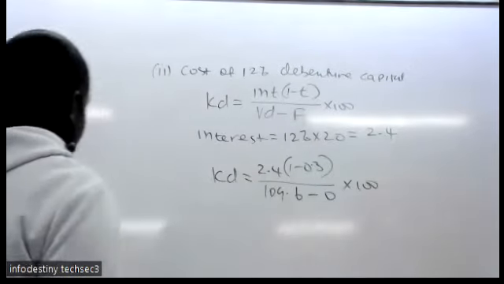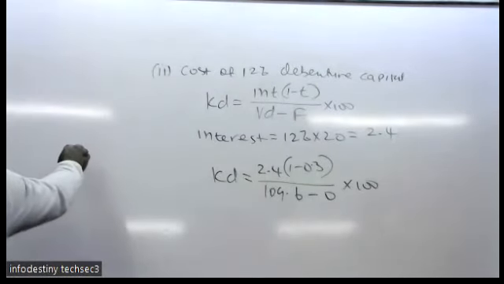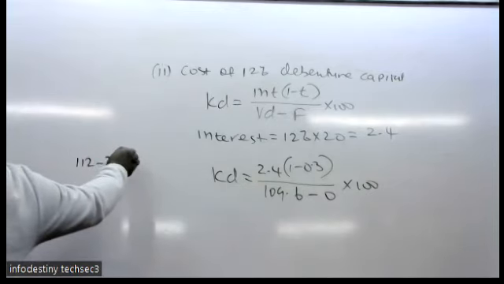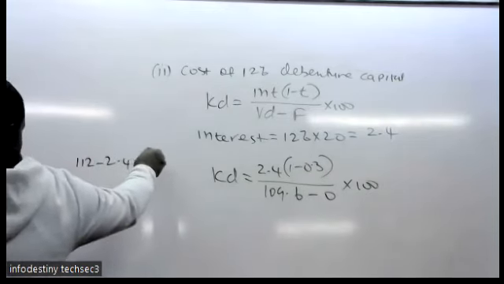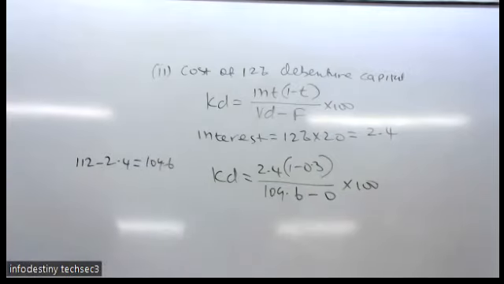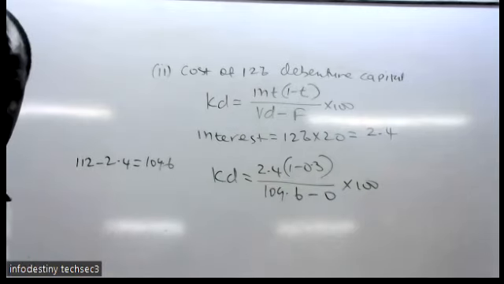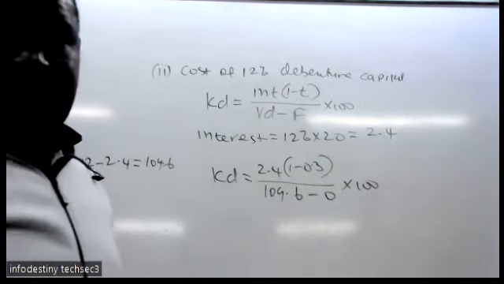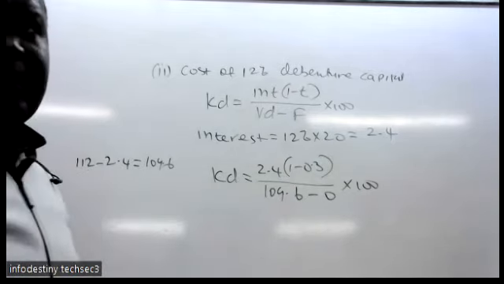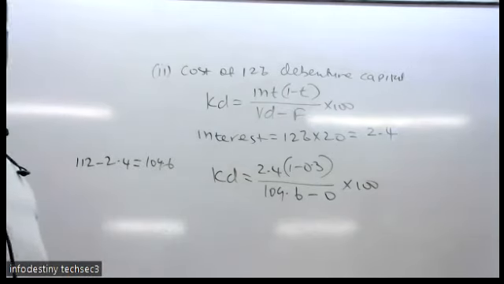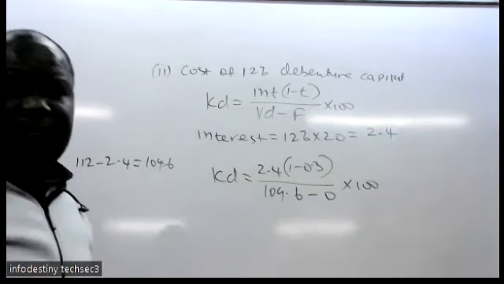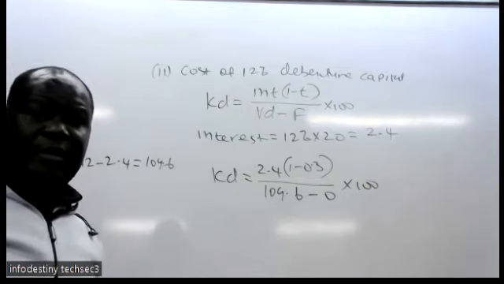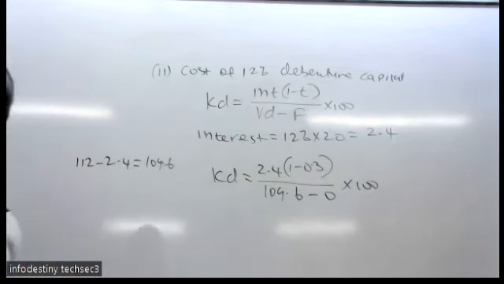So for that, you simply take the 112 minus 2.4. That's where you are getting 109.6. It must be ex interest, not cum interest. So what do we get at that level? 1.5%. So that's 1.53. That's now the cost of the debenture.